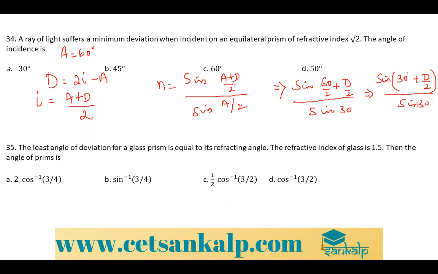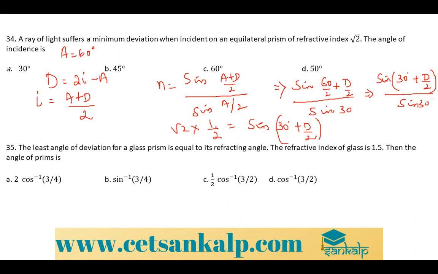So what is the refractive index? It is root 2. So root 2 into sin 30, which is 1 by 2, is equal to sin of (30 plus D by 2). So this becomes 1 by root 2. Correct? Put this in brackets. So root 2 into 1 by 2 is 1 by root 2.